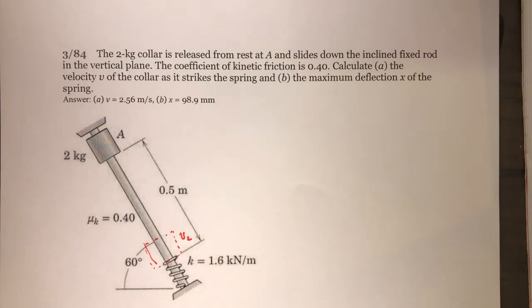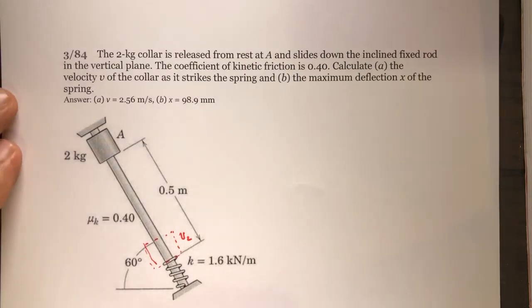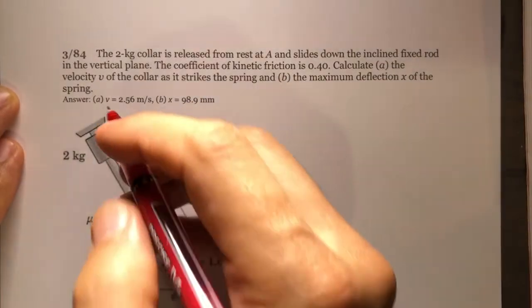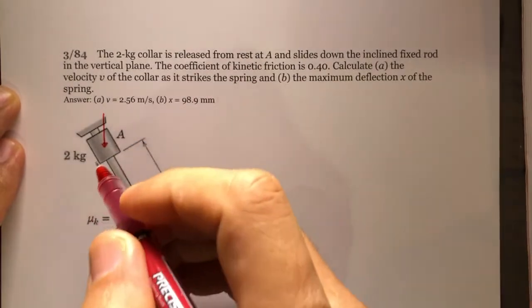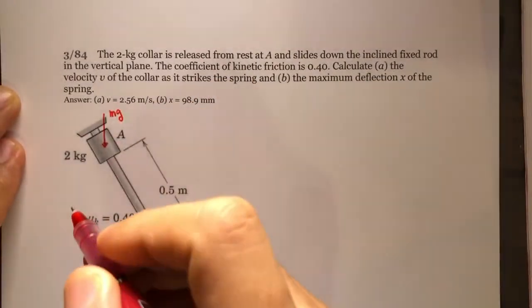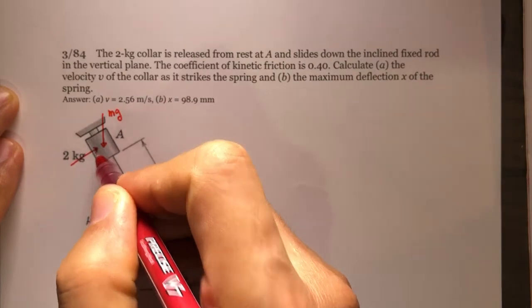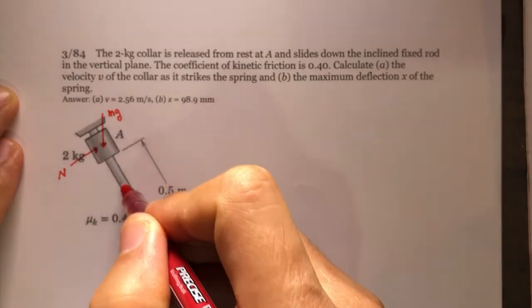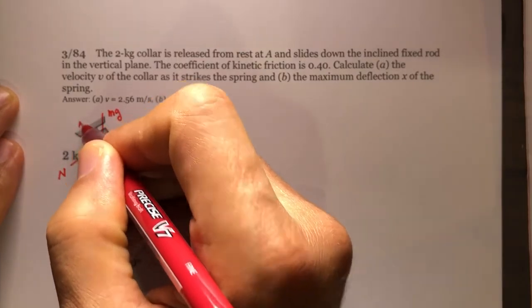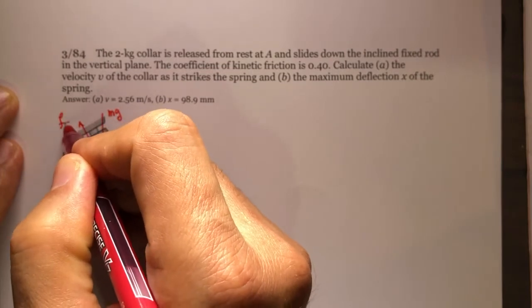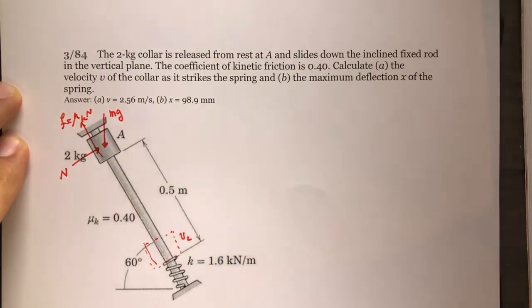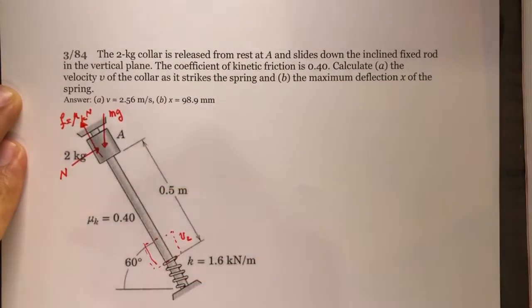To use the work energy equation, I'm going to need to know what the friction force is. And to find the friction force, let's draw the free body diagram for this mass. We have gravitational force mg, and there's going to be a normal force between the bar and the mass. Let's call it N. And also, because it is sliding down, we are going to have a friction force, and the friction force is going to be mu k times N, because it is sliding. It should be against the direction of sliding.